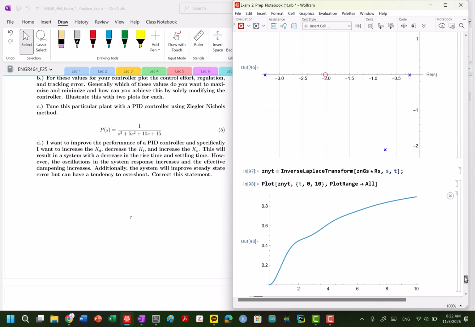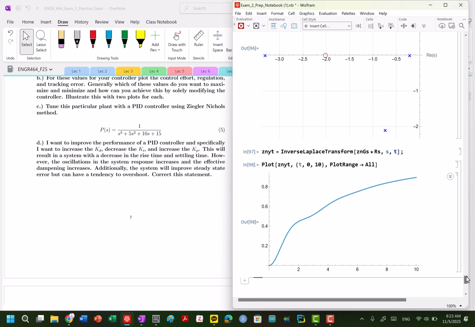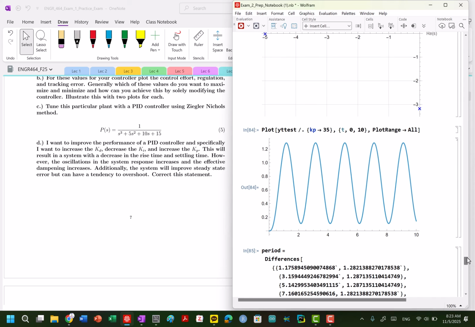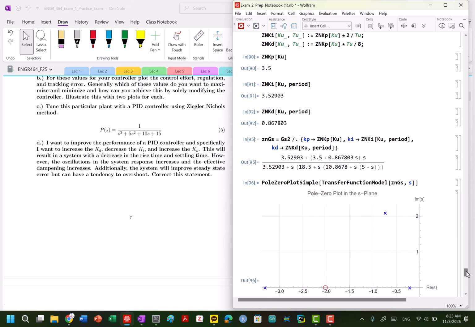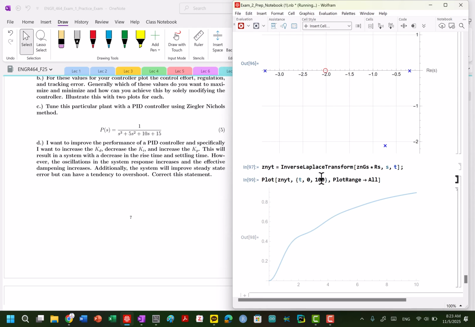Oof. It's a little bit of a funky response. We can see that we do have the oscillatory response. Ku would be the 192. And we do have ZNGS, so we should be seeing that. Let's see if it would expand. Oh yeah, here we go. Looks a little bit better. There's a little jankiness at the beginning, but excellent. So we see essentially the response of that function, and we got it.